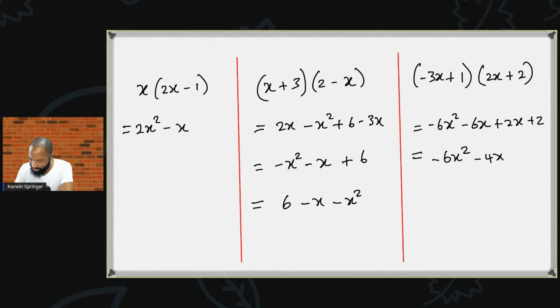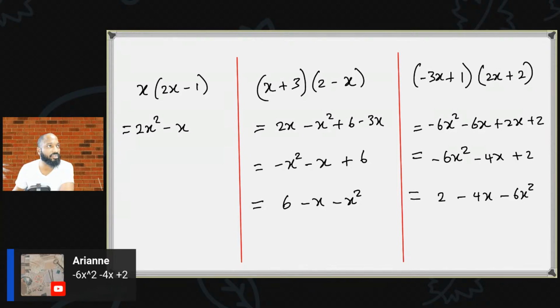Negative 4x plus 2. And you could rearrange it. You could have 2 negative 4x minus 6x squared. Well done. Well done. Ariane, redemption.